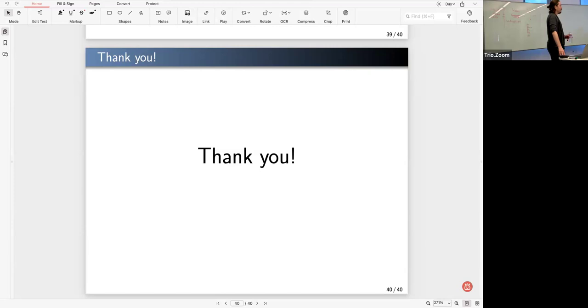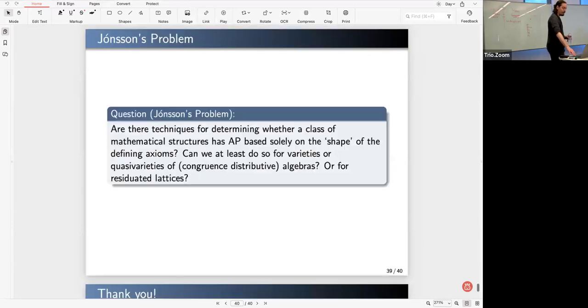In the very last slide, you mentioned Janssen's problem. Do you know if he took inspiration from Ghilardi's theorem for modal logics? This is the impression I get talking to people like this who knew his process.